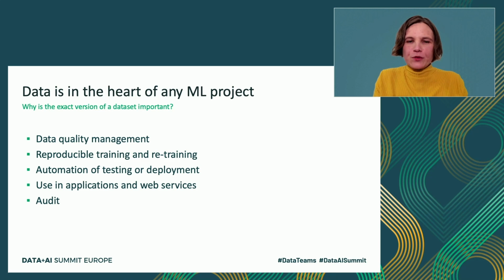Then to track the quality of models that are already in production, to know if we need to retrain them. Of course, for automation of testing and of deployment, we need to know exactly with which version of data we tested. And at the end, when we have a product, which can be an application or a web service, the product can only be as good as the data behind it.